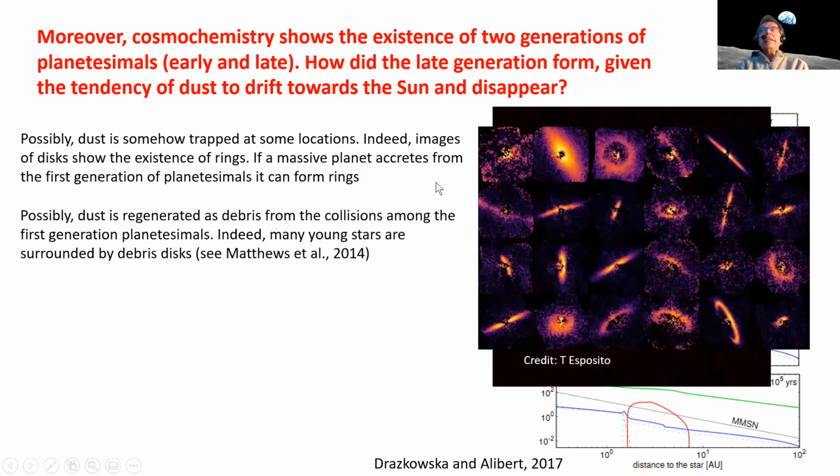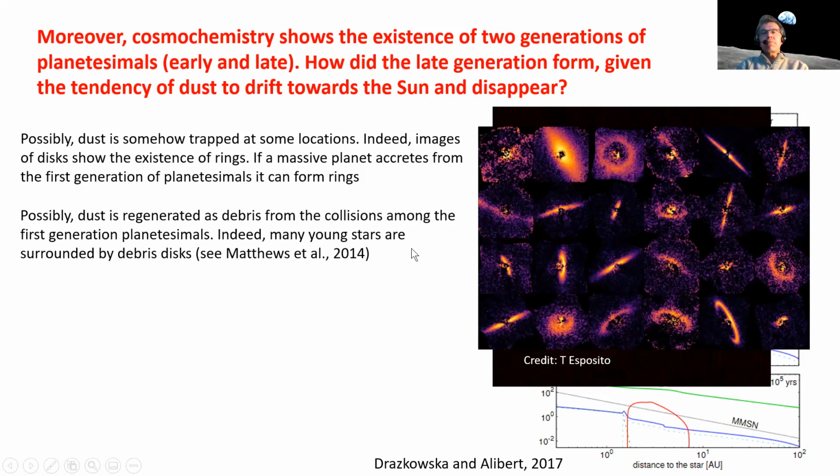Another possibility is that the first generation of planetesimals, wherever they are, at some point start to collide with each other. Maybe when the gas starts to go away, and so the damping that the gas exerts on the planetesimals weakens. And so the planetesimals can start to have mutual collisions at high velocity, and this produces debris. And debris can be dust particles. And indeed, we see around many young stars debris disks. So these are disks with a very high dust to gas ratio that are believed to be generated by the mutual collisions of an already formed generation of planetesimals.